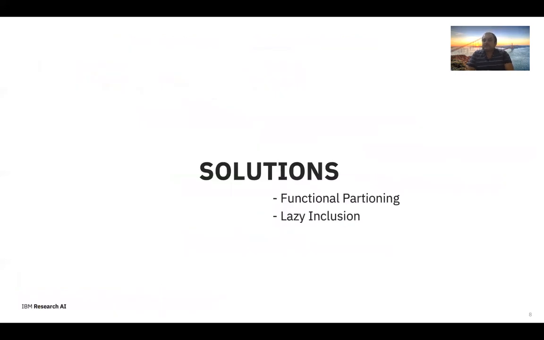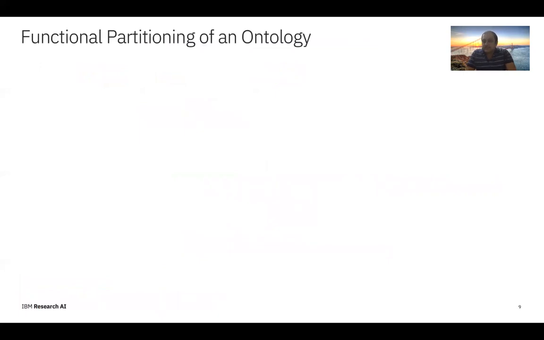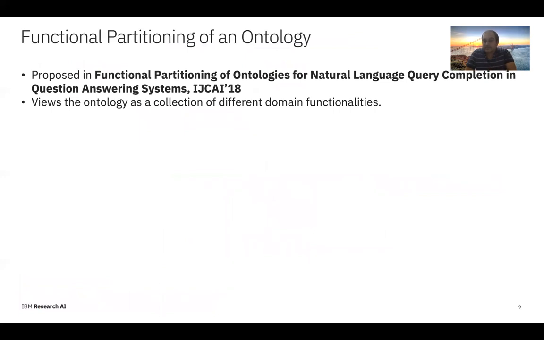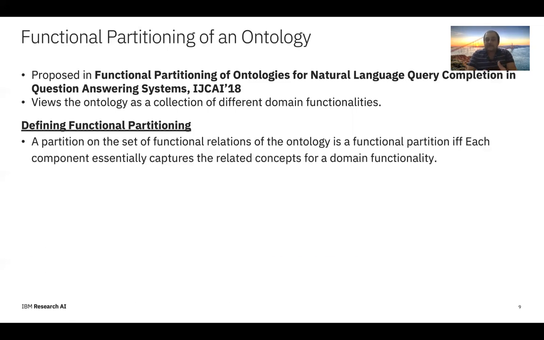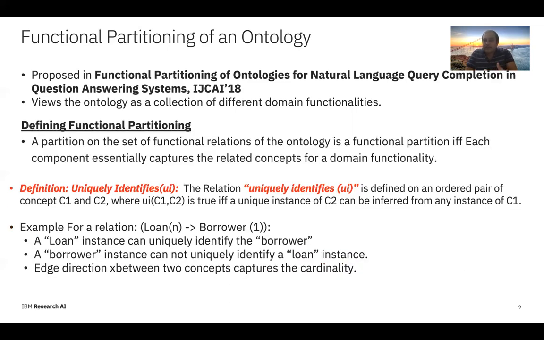Now, for solutions, we will basically review 2 solutions. One is functional partitioning and one is lazy inclusion. Let us see what they are. Functional partitioning was actually first proposed by, again, the same authors. We proposed this paper in IJCAI 2018. The idea of functional partitioning was to view the ontology as a collection of different domain functionalities and partition it that way. To define it mathematically, we defined a relationship called uniquely identifies.